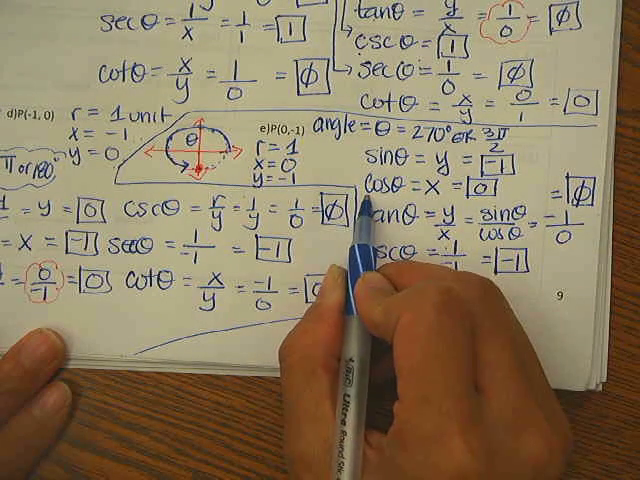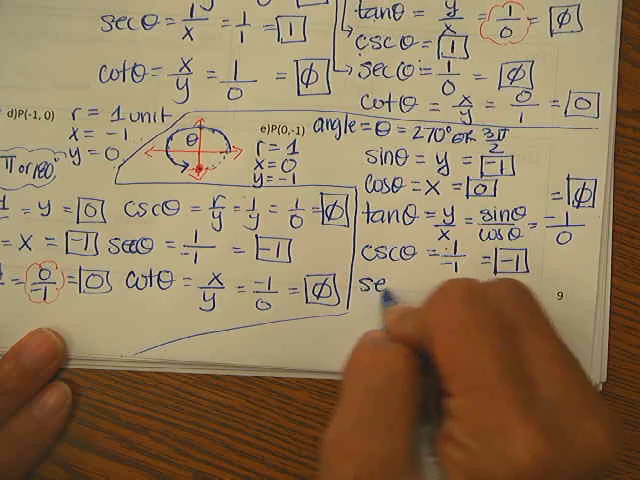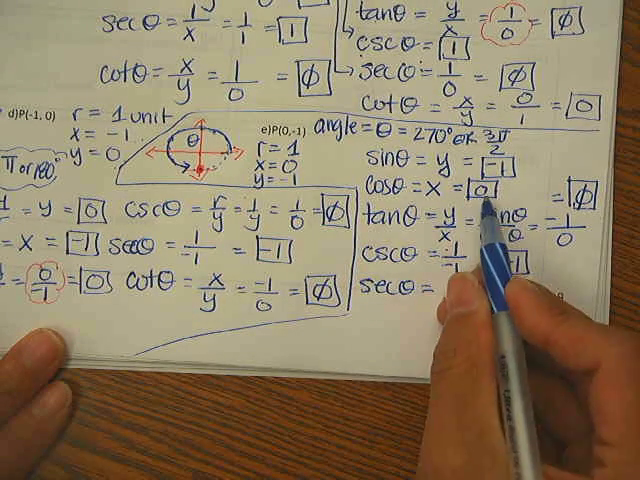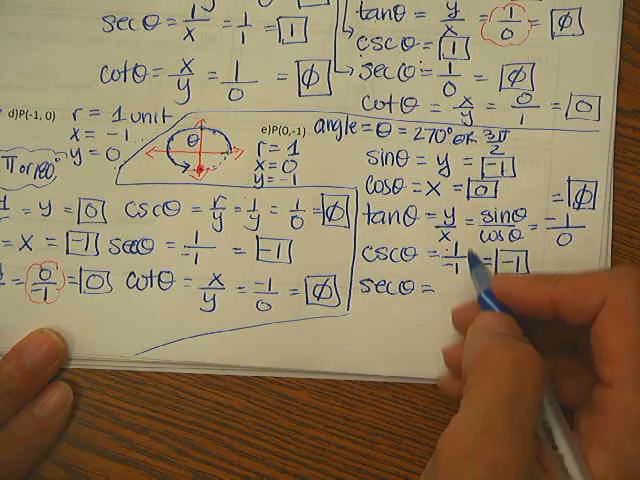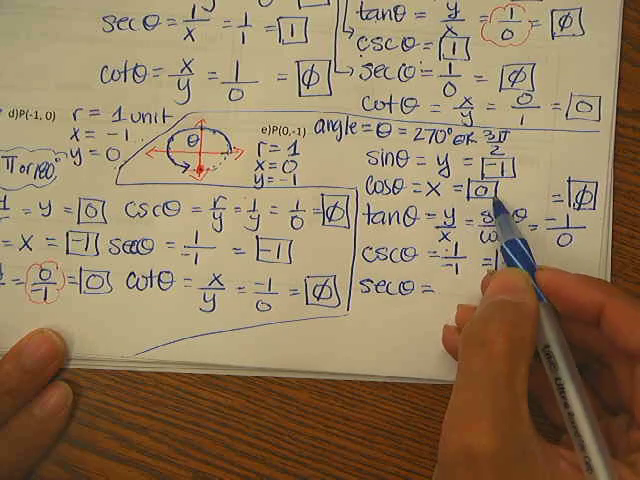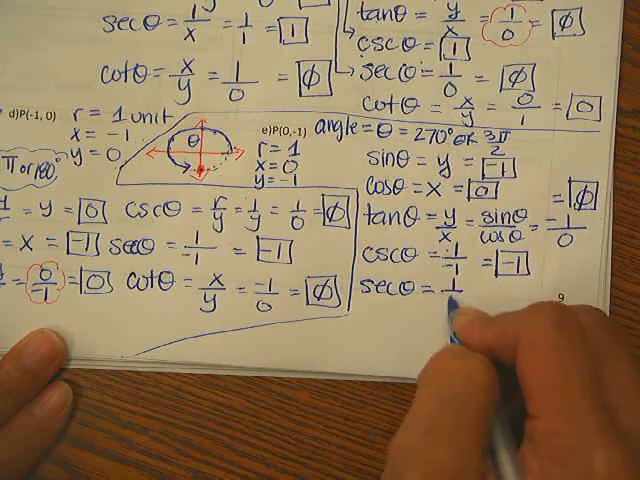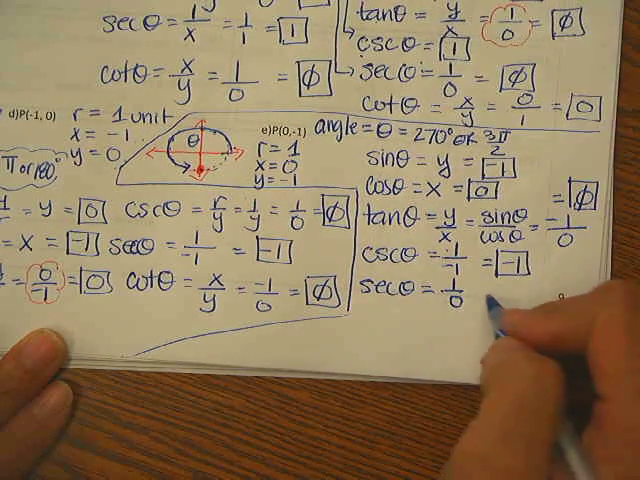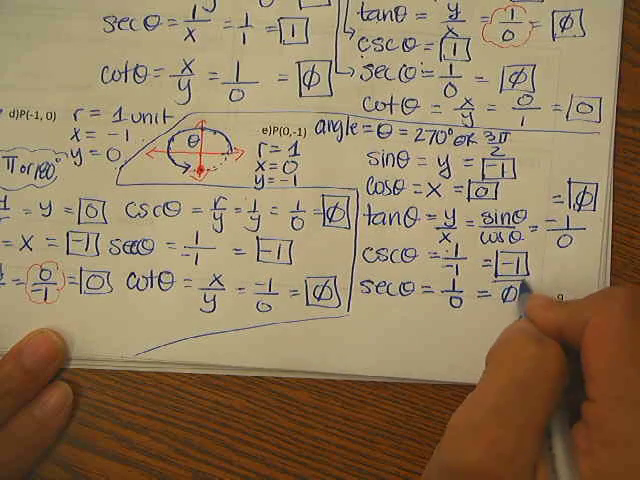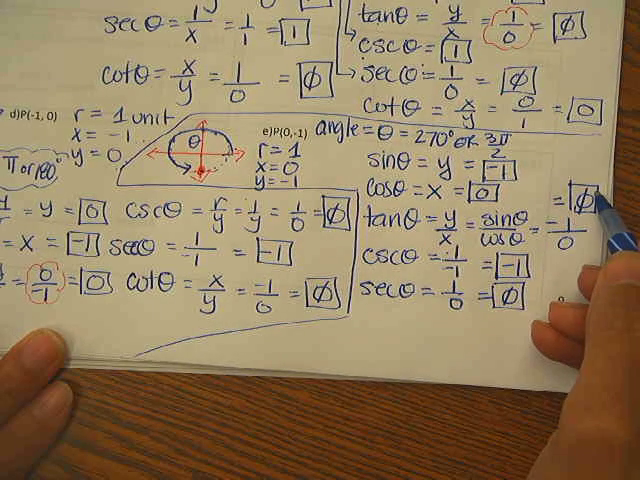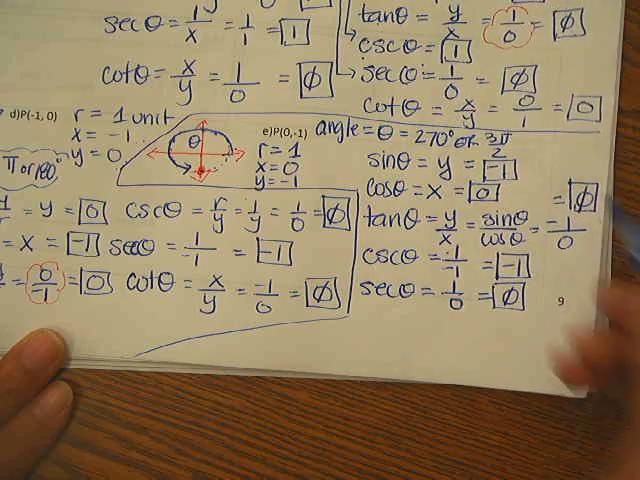Then the reciprocal function of cosine is going to be secant of theta. Okay, 0 is a little bit tricky. If you think about 0 over 1, so now it's 1 over 0. Guess what? It's also undefined, the same as tangent of 270 degrees.